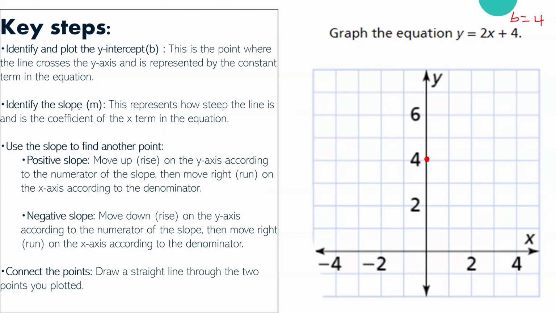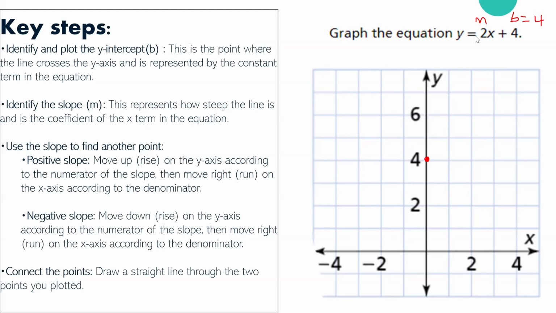It says identify the slope m. This represents how steep the line is and is the coefficient of the x term in the equation. So our m is positive 2. 2 is the coefficient of x. Now that we have identified our slope, we are going to move on to step 3.